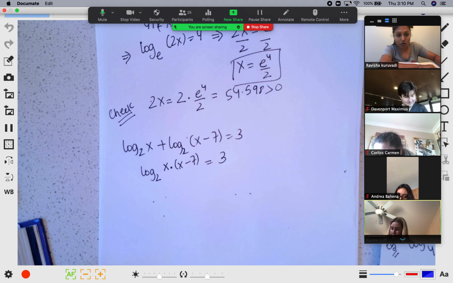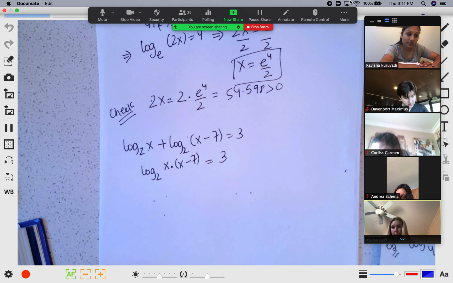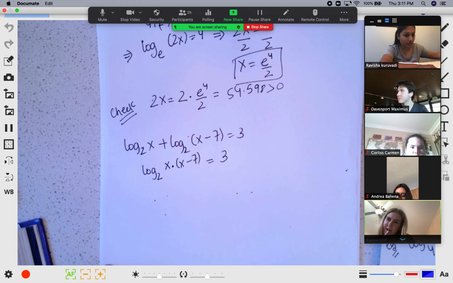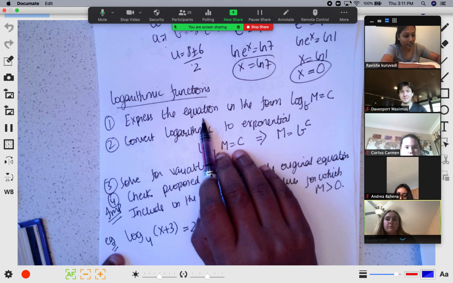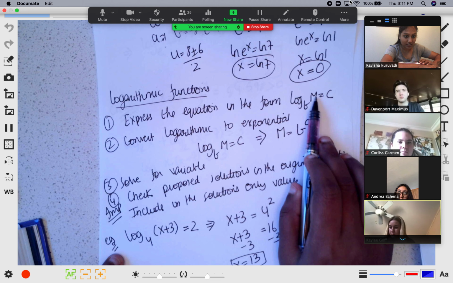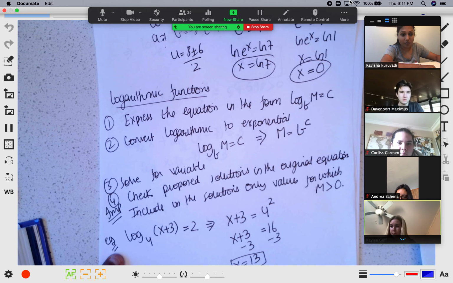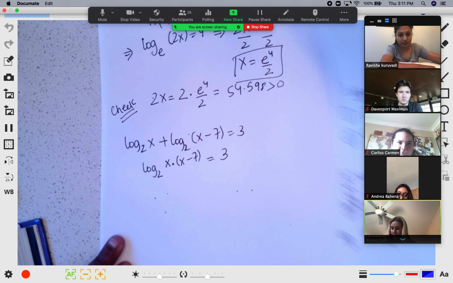Okay. Now you have log on one side, constant on the other side. How do you solve this? Would you divide? See here. Step 1 was to express the equation in the form log on one side, constant on the other side. You did it. Your step 2 is to convert log to exponential now. So convert this into exponential.